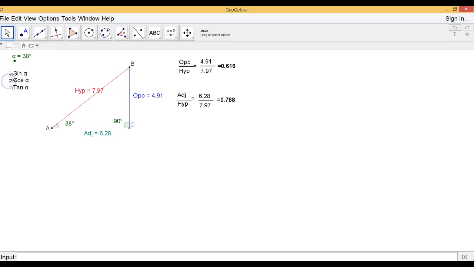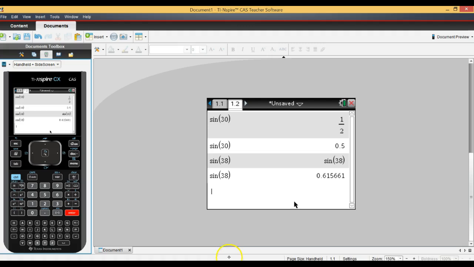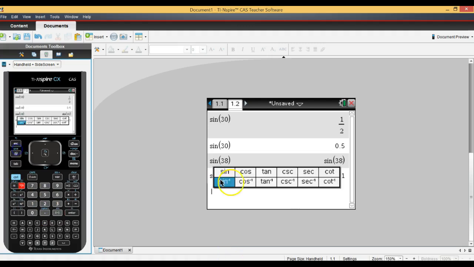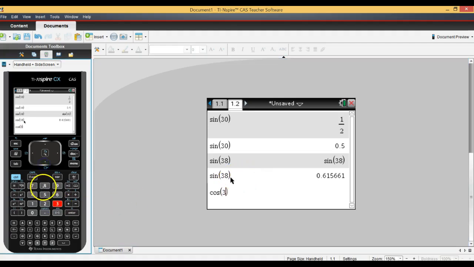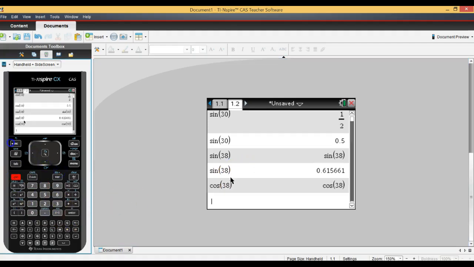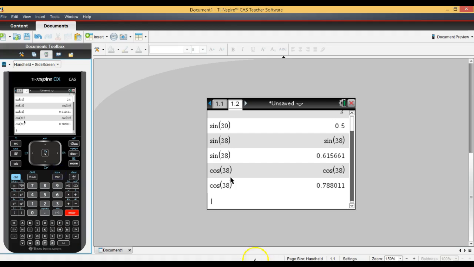Now, cos is a different ratio. It's the adjacent side over the hypotenuse, but the same thing applies in that you get a different result here, 0.788, but for a 38-degree angle, it doesn't matter what the lengths of these are, the ratio of adjacent over hypotenuse will be 0.788, and that's backed up. If we put cos 38 in here and ask for an approximation, we'll get 0.788.